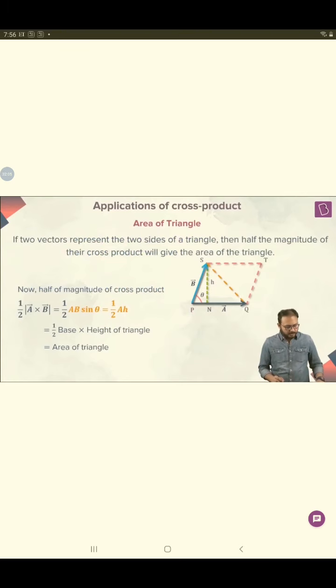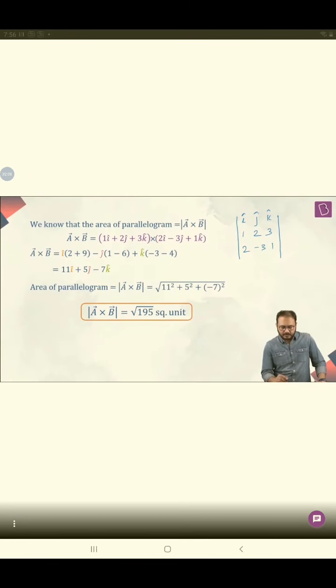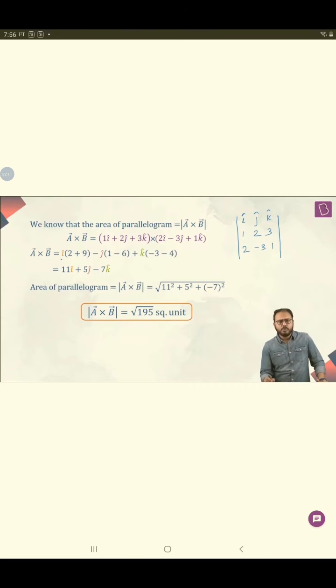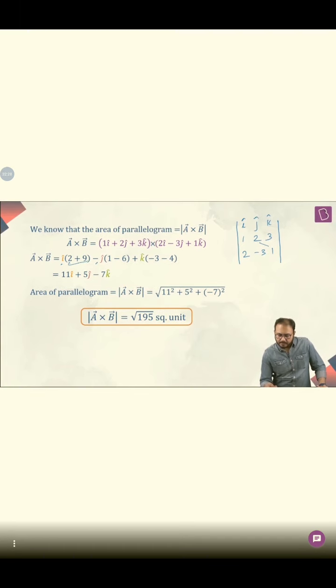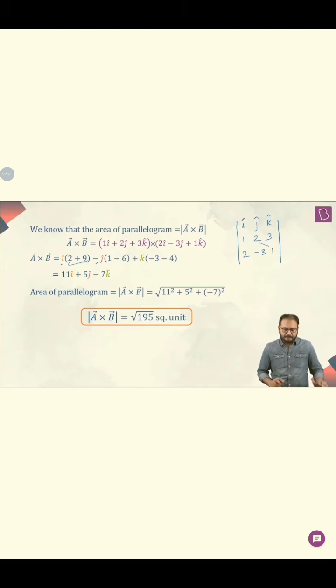The first term, I. 2 minus minus 9, 2 plus 9. Then comes j. J is the middle guy, opens with a minus sign. J, 1 minus 6, plus k, minus 3 minus 4. So I have 11i cap plus 5j cap minus 7k cap. Did you see that? How it becomes super easy using determinant. Once I have that, find the magnitude of that vector and that gives you the area, under root a square plus b square plus c square if those are the components, and you get root 195.